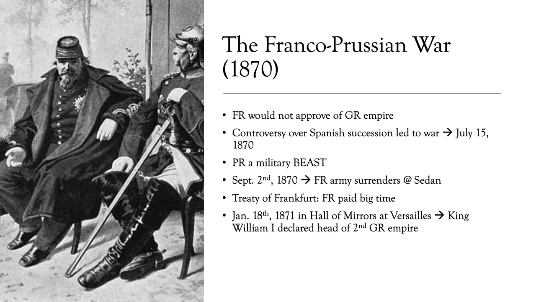And so, on January 18th, 1871, in the Hall of Mirrors at the Palace of Versailles, King William I is declared the head of the Second German Empire. Now, the reason they call it the Second German Empire is because they believed that the First German Empire was, in fact, the Holy Roman Empire of the Middle Ages. At this point, the southern German states had agreed to enter the Confederation, and all of the German states, except Austria, had now unified under Prussian leadership. So William I is the first German emperor, and Bismarck continues to be his right-hand man as the chancellor.